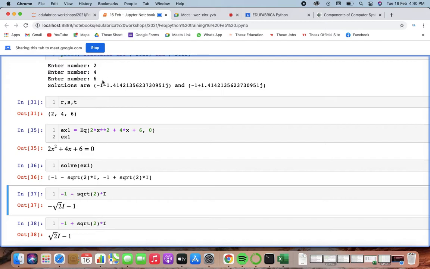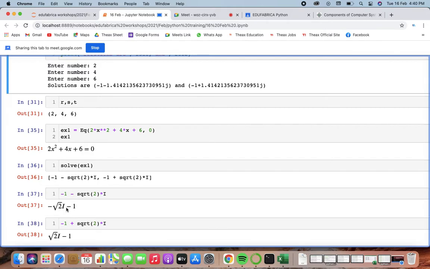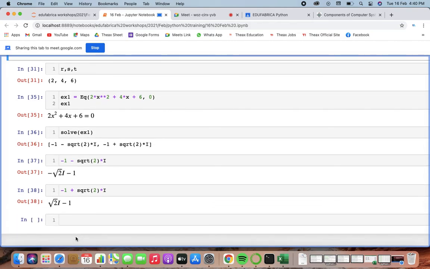Okay, so see, this is minus 1, right? This is your minus 1. And then minus of, see, minus of 1.414, this is the square root of 2. Okay, and this j is iota, right? Over there, this I, again, minus 1. So minus 2 root of I minus 1. And then similarly, this 2 root of I plus minus 1. Everyone is clear with this?